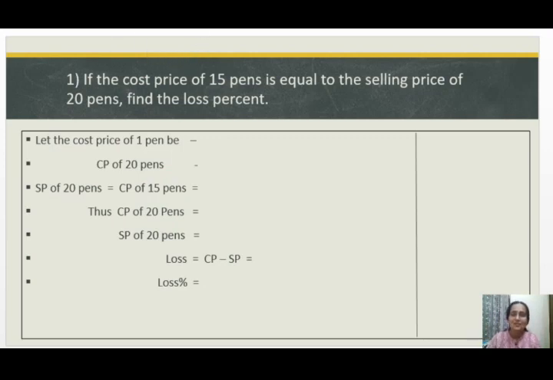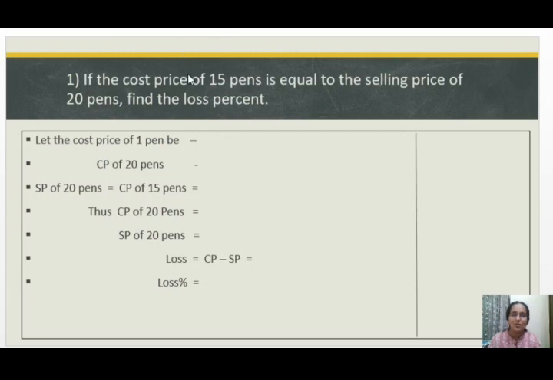I'll read out the first question. If the cost price of 15 pens is equal to the selling price of 20 pens, find the loss percent. Already you have done this, I think, in 5th standard. It is a little bit of an application sum. The cost price of 15 pens is equal to the selling price of 20 pens.